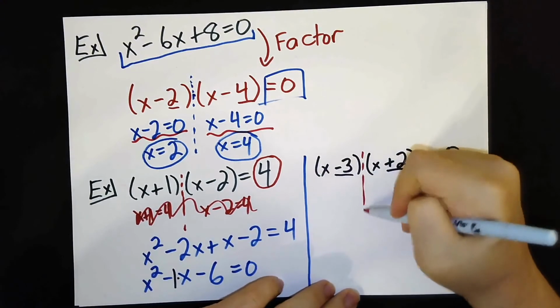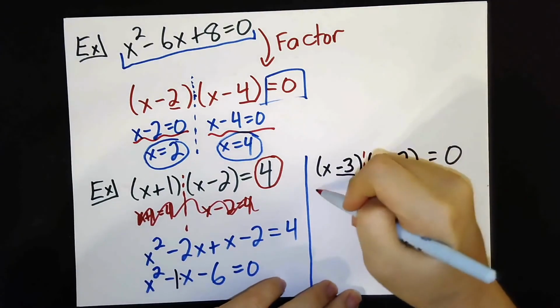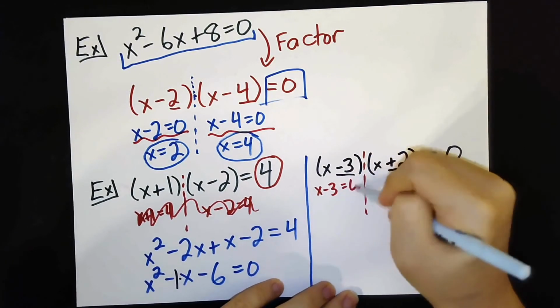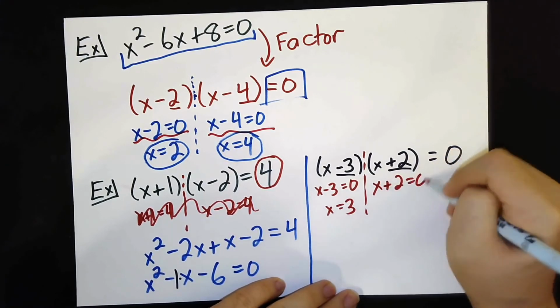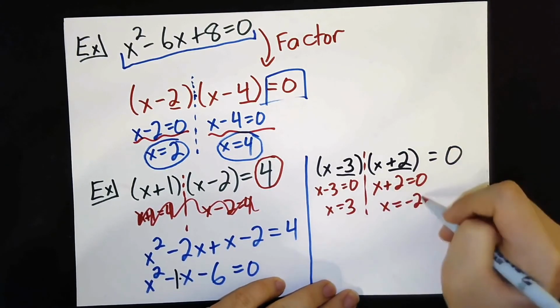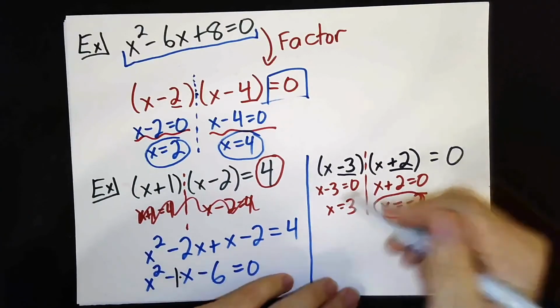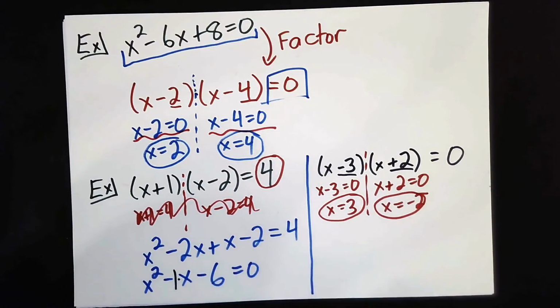Once I've got that, I can split back into two universes just like before. So the one where x minus 3 is 0, so x is 3. And the one where x plus 2 is 0, so x is minus 2. So these, minus 2 plus 3, those are the solutions to this equation.